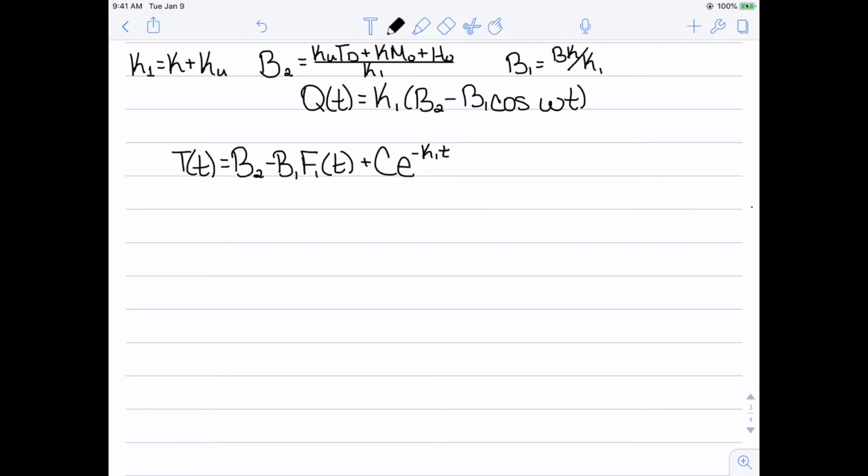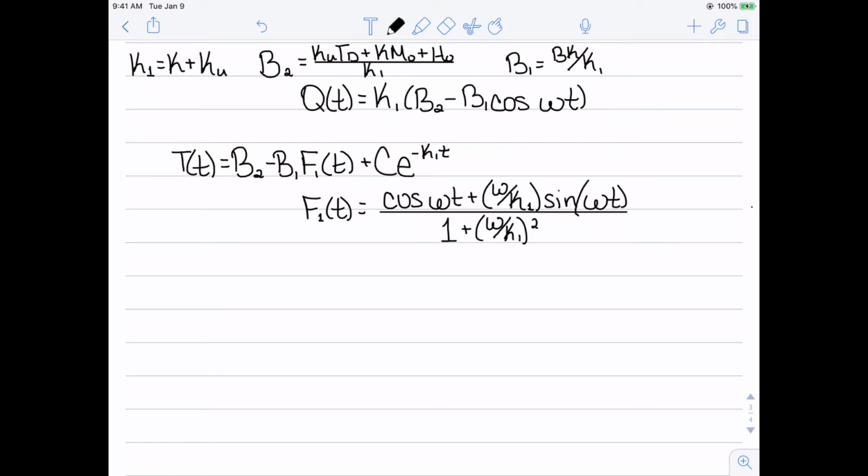Changing my constants gives me that capital T is equal to B2 minus B1 F1 of t plus C times e to the negative K1 t. And in this case, F1 of t is equal to cosine omega t plus omega over K1 times sine omega t, all over 1 plus omega over K1 squared.